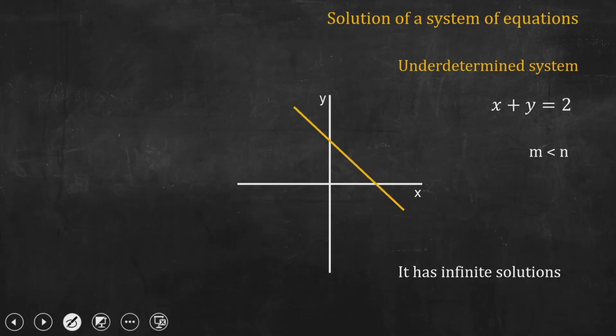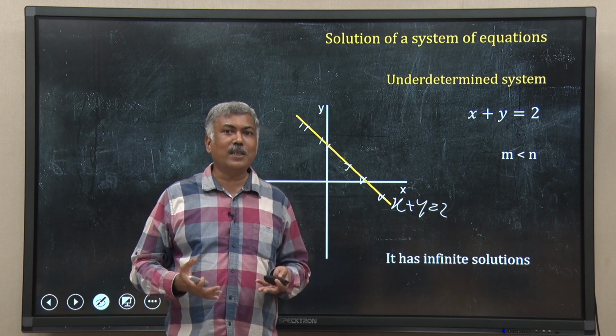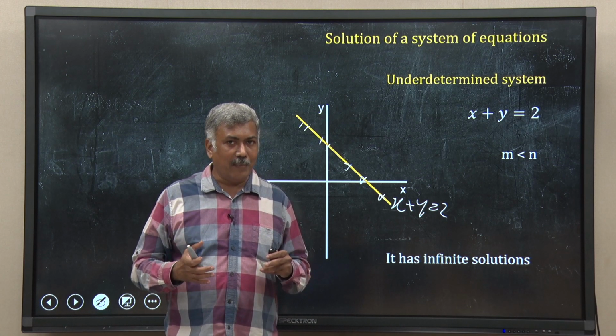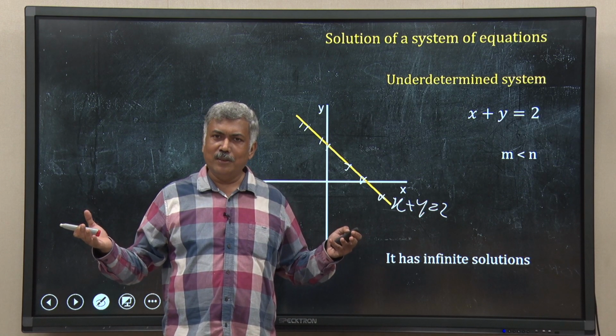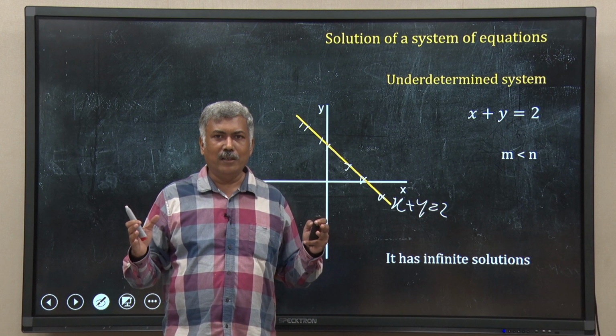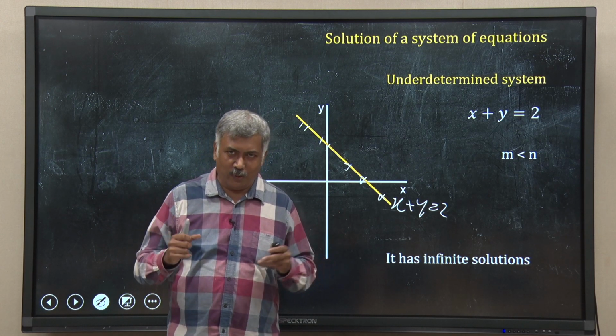I have drawn the diagram. This is my equation, x plus y equal to 2. Any point on this line will satisfy my equation. That means for an underdetermined system, where the number of equations is less than the number of unknowns or variables, the system has infinite solutions. Just like the overdetermined system, I do not have any unique solution here at all. Rather, all of them are solutions, and that is not useful for us.